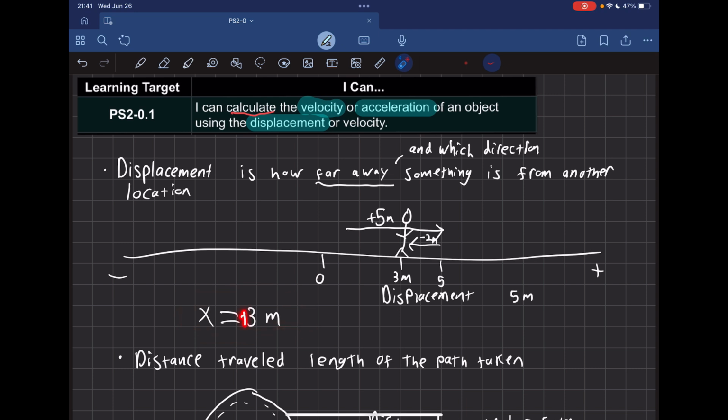Now, it's a positive 3 meters to be specific, because we are to the right, the positive direction, of where we started. Now notice in here I wrote negative 2 meters. Going from 5 to 3 is negative 2 meter displacement. So if we're just talking about from 5 to 3, there's a displacement of negative 2 meters. But if we're talking about from 0, the overall displacement is of course from 0 to 3, so that's 3 meters. That's displacement. It has a direction and a distance.